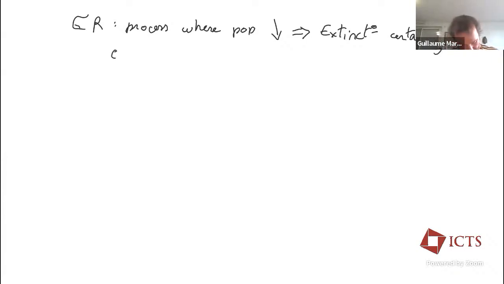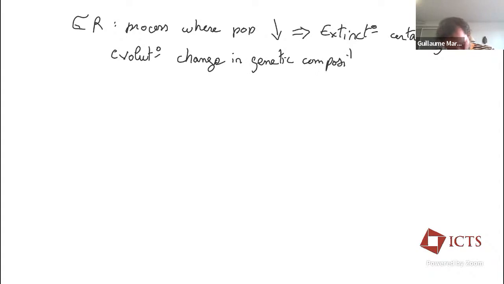And evolution, meaning change in the genetic composition of the population, allows to avoid decay, or at least, put it otherwise, to avoid extinction. So this is really the two things. So we cannot define evolutionary rescue if there is not initially a risk of extinction.